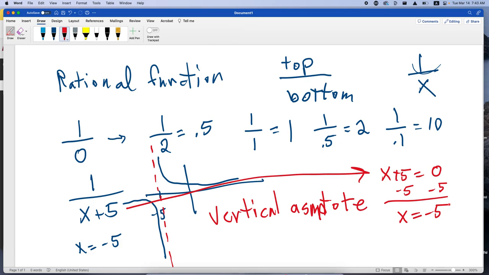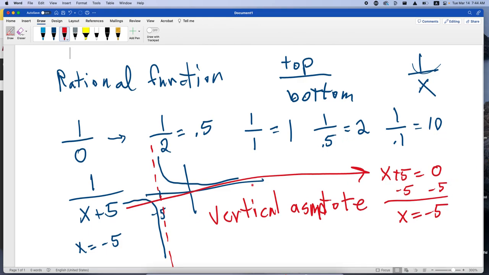Okay, so that's all you got to do. It all comes from the bottom. Notice I ignore the top. Doesn't matter what's in the top. Well, except if you get 0 over 0, then that's a weird thing, and you'll deal with that in calculus. It's called the indeterminate form because we need other tools to examine it. But that's a special case that we're not going to throw at you, okay?